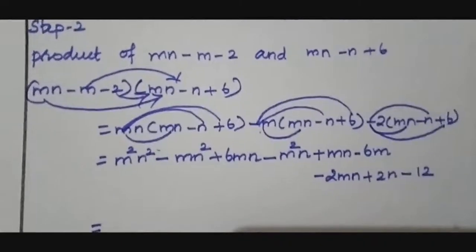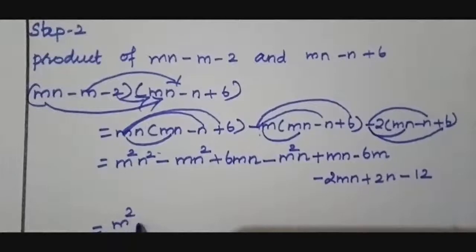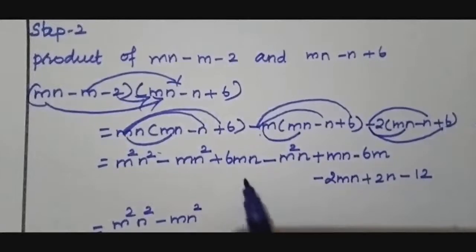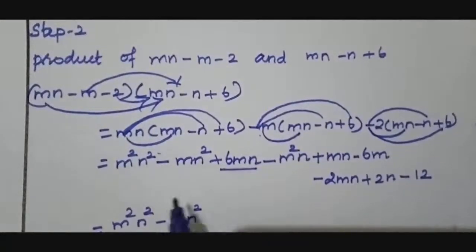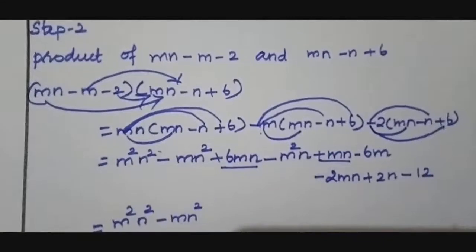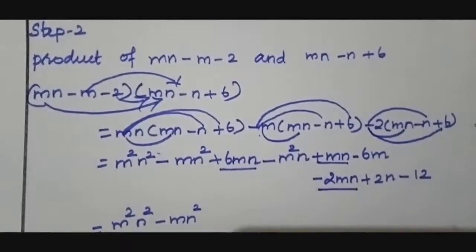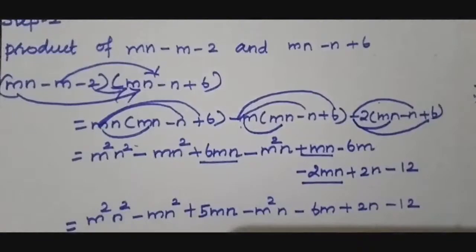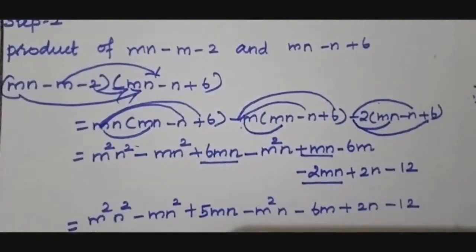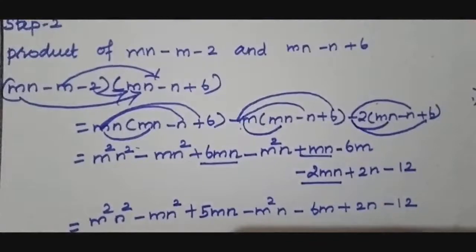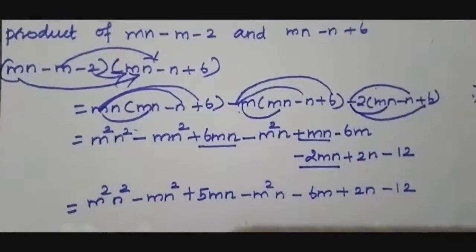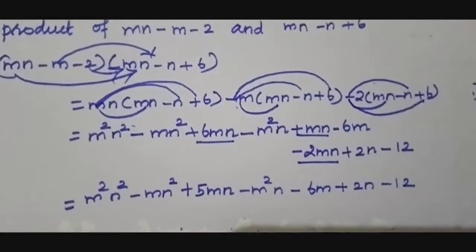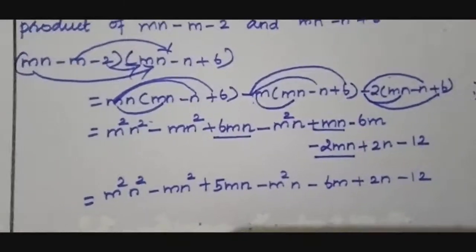Now which is equal to m square n square minus m n square. Here this is plus 6mn plus mn and this is minus 2mn. 6mn plus mn is 7mn, 7mn minus 2mn is plus 5mn, and write the remaining terms as such. We cannot simplify this one further, so this is step 2 answer.